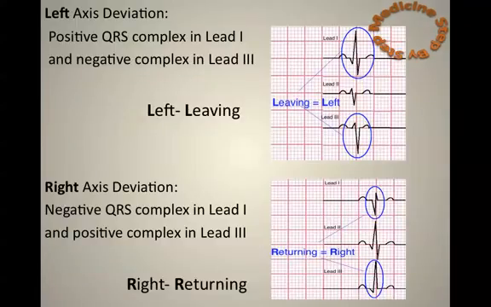In left axis deviation, there will be positive QRS complexes in lead 1 and negative QRS complexes in lead 3. For right axis deviation, there are negative QRS complexes in lead 1 and positive QRS complexes in lead 3. A simple way to remember this is in left axis deviation, it looks as though the complexes are leaving from the middle, and so is left axis deviation. In right axis deviation, the complexes look like they are returning.